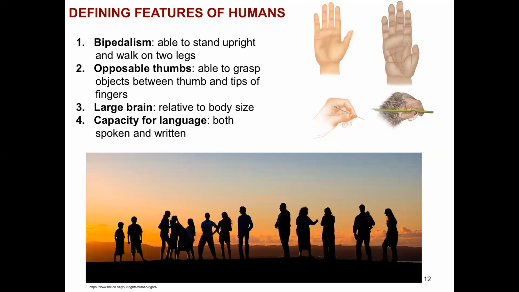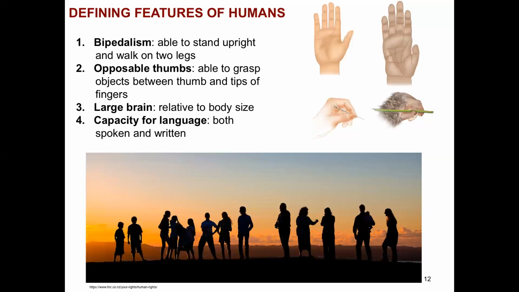So bipedalism. That means we're able to stand upright or walk on 2 legs. And with that, we also have opposable thumbs. So it means our thumbs are opposable, and this is letting us grasp objects between the thumb and the tips of the fingers. We can do this really well. Yes, chimpanzees also have opposable thumbs, but ours are much more fine-tuned to very, very specialized motions. We're a little bit further along in what we can do with that opposable thumb thing.